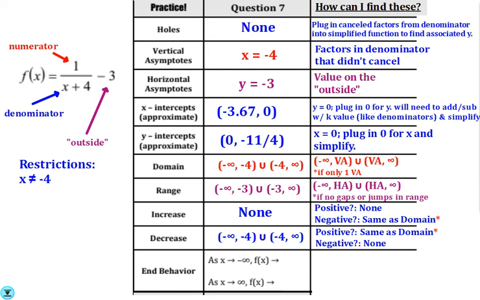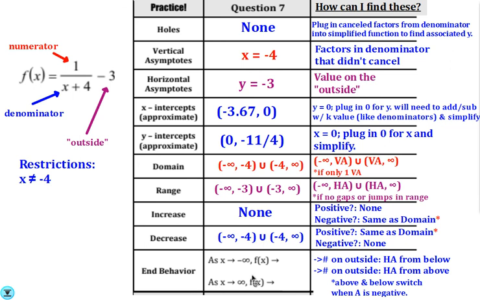The same idea applies to your end behavior. It is the number on the outside, your horizontal asymptote that we talked about. So in this case, your horizontal asymptote was -3. So I'm going to approach it from below and then approach it from above. And we get that number right here from the same place we got our horizontal asymptote.